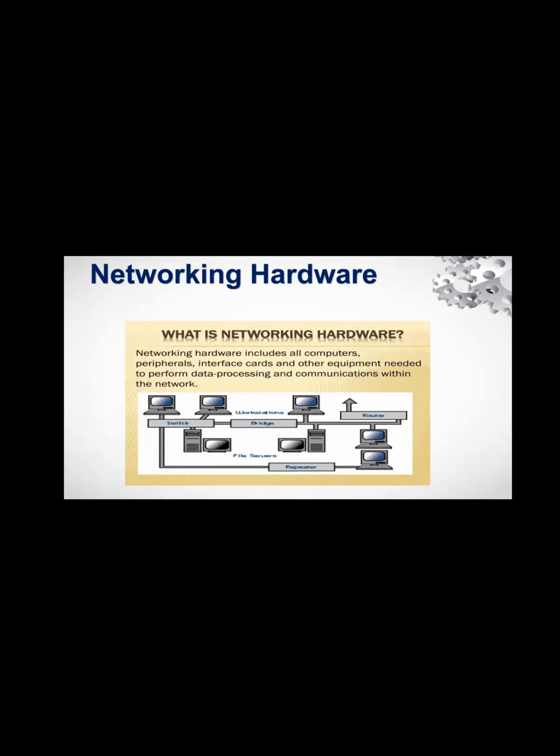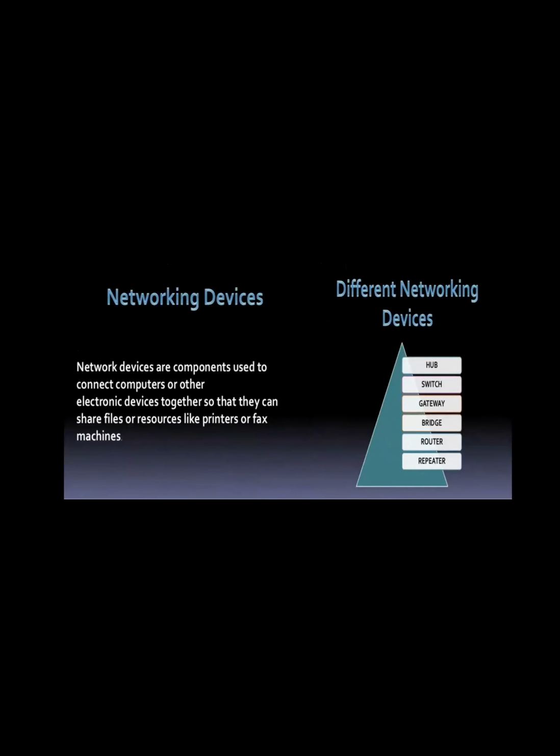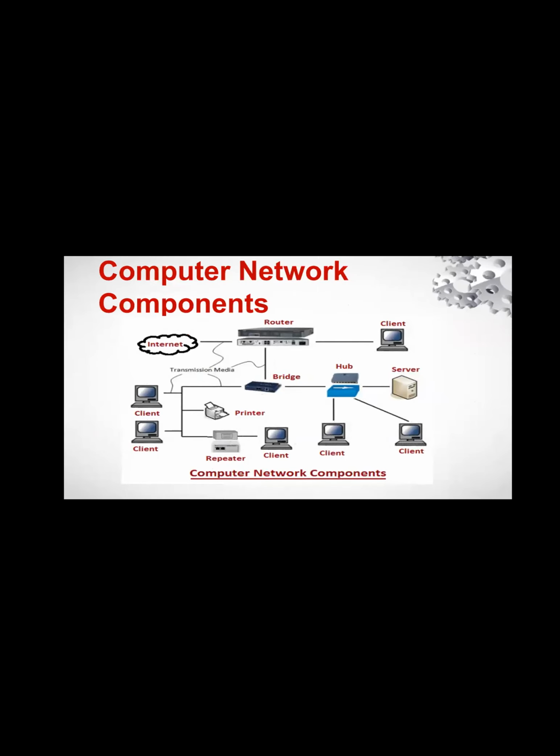What is hub? Network hardware includes all computer peripherals, interface cards, and other equipment needed to perform data processing and communication within the network. Next slide, different network devices are the hub, switch, gateway, bridge, router, and repeater. These are all different working devices. Now, network devices: client, router, internet, server, hub, bridge, printer, and client. These are all the component networks.